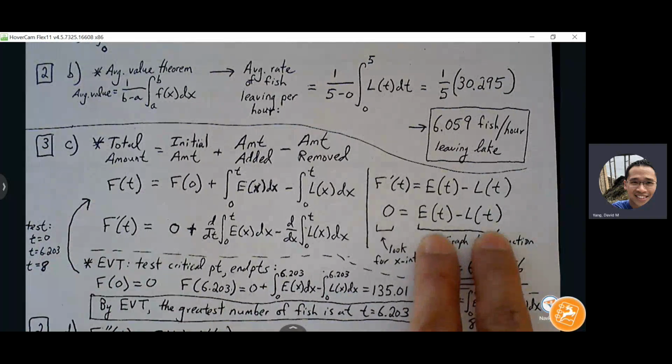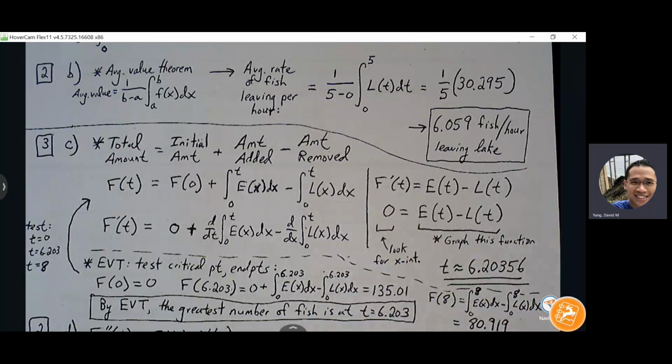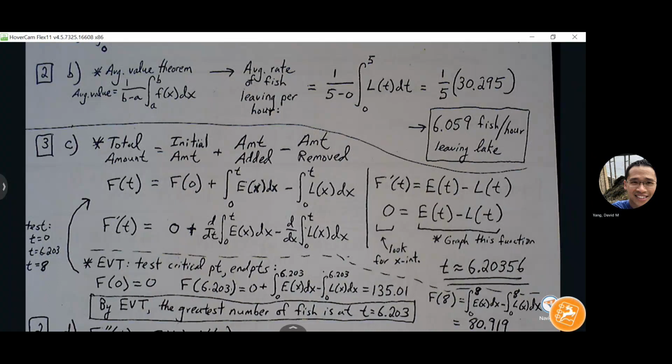And I'm just graphing this function here. I'm graphing this e of t minus L of t, looking to see where that graph crosses the x-axis. It crosses the x-axis at 6.2035. So we have 3 t values to test. We've got to test t equals 0, t equals 8, and then this critical point t equals 6.20356. And we're entering all 3 values into my f of t so that I can compare the number of fish at those hours, at 0 hours, 8 hours, and then at 6.2 hours.